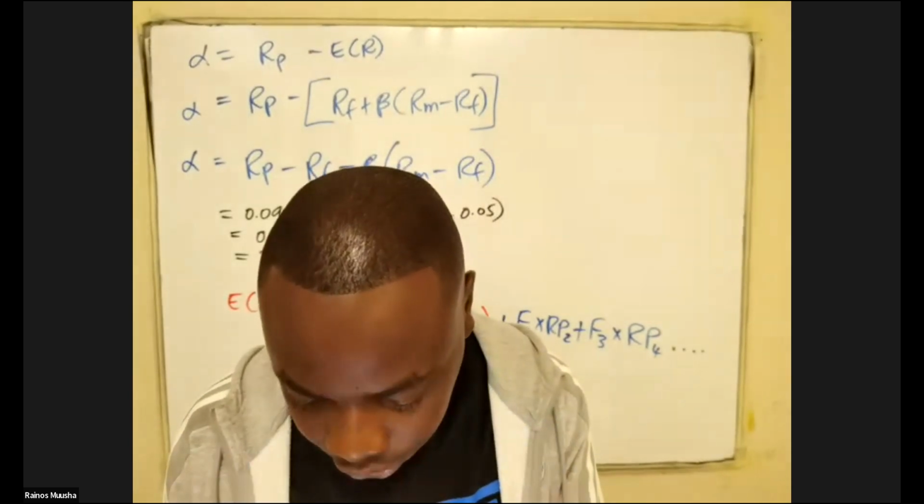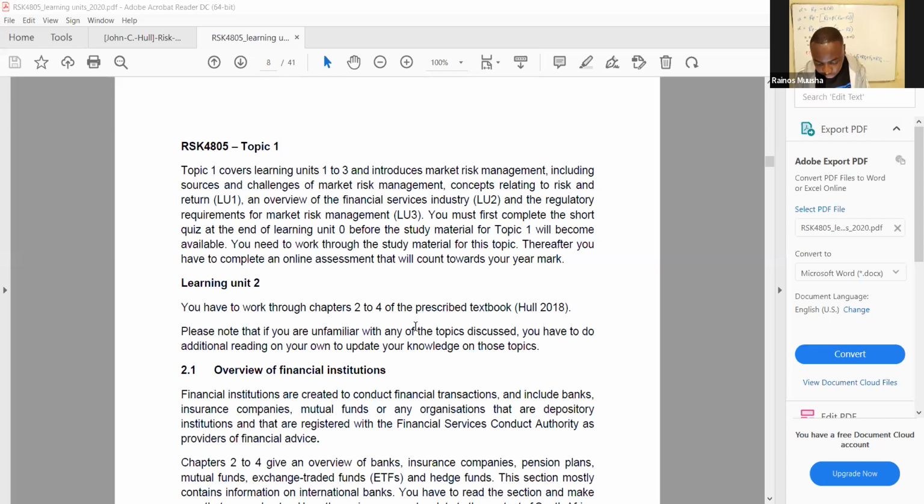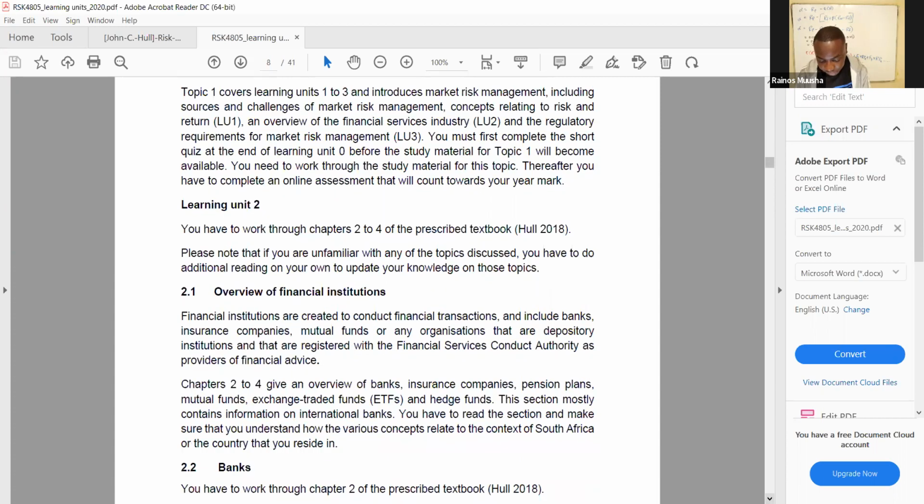Looking at Learning Unit 2, they say we need to go through chapters 2 to 4 of the prescribed book. So we need to go through chapters 2 to 4 of the prescribed book.